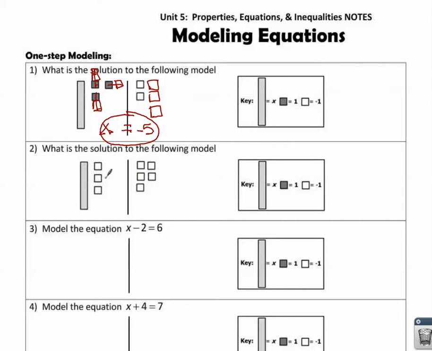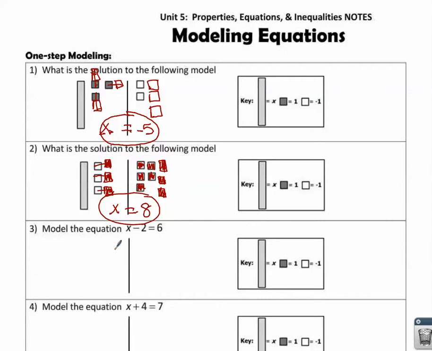What is the solution of the following model? Same concept. You want to take the inverse operation. So I'm going to add 3 positive boxes on the left and 3 positive boxes on the right. Correct this, these should be shaded. So on the left, all my boxes cancel, so you get x equals 1, 2, 3, 4, 5, 6, 7, +8.